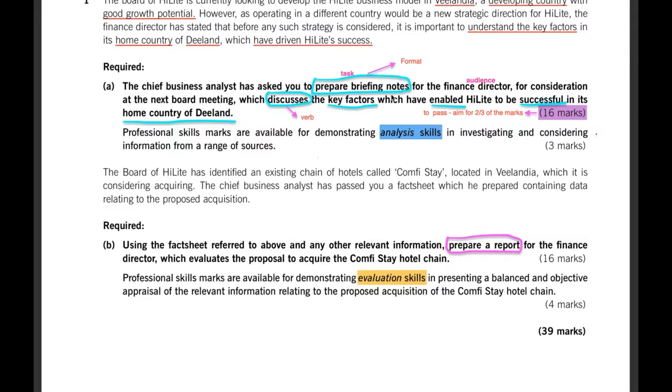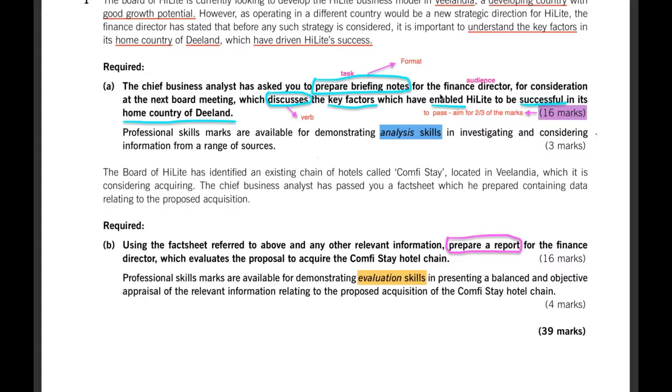What was the format for your briefing notes? So it's enough for you to just have what? Just write your heading, briefing notes. And then what is it about? Factors enabling Highlight's success in Dylan. Perhaps that can be your title. Look at the format of the briefing note inside the slides that we had last night. There's a format there, so follow that particular format.